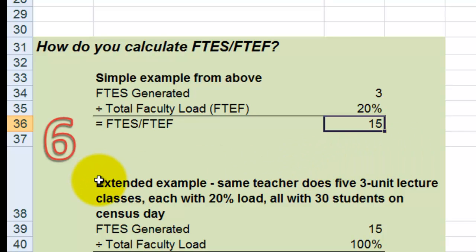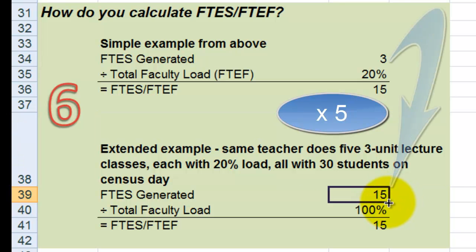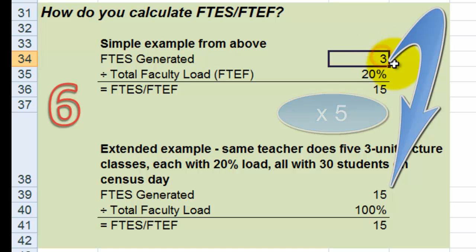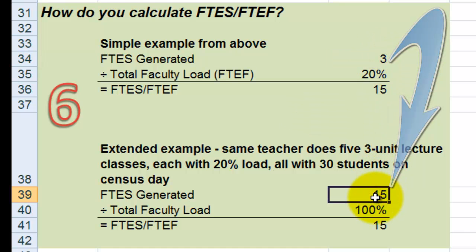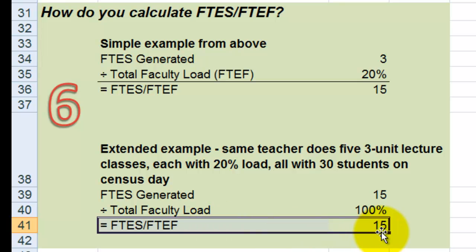Now, let's extend that a little bit. Let's assume that that same teacher, earning whatever they earn per year, has just cookie-cutter classes. They do 5 3-unit lecture classes during the semester. Each class has 20% load, and each class has 30 students on census day. So these classes are all identical. Since they're all identical, we just take the one class and multiply by 5, and that's 15. 3 FTES times 5 makes 15. We take the total load, which is 20% times 5, and that makes 100% load, and divide those things. And so the FTES per FTEF for the entire semester for that person is 15.